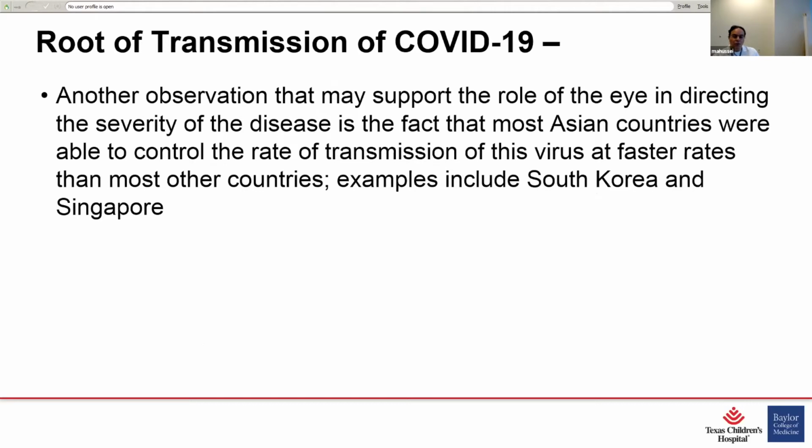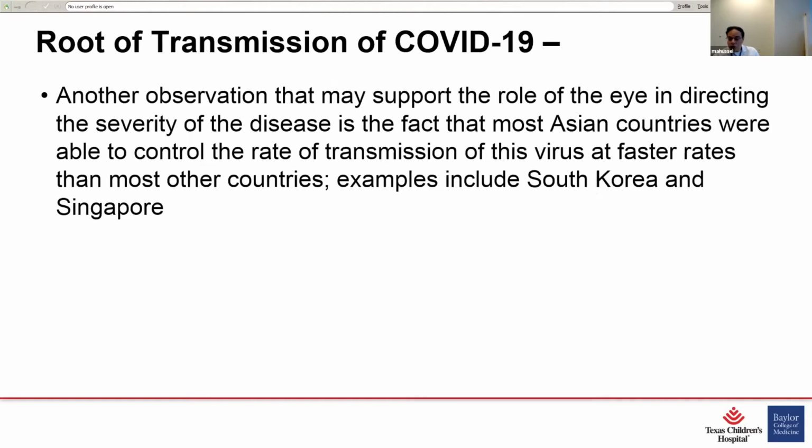Another interesting point is that countries where wearing glasses is an epidemic, like the Asian border countries, seem to control the infection at faster rates and tend to have less mortality from the disease, taking Singapore, South Korea, Taiwan, parts of China. Myopia, which is nearsightedness, is actually an epidemic there. In Singapore, 90% of people are myopic. In South Korea, it's about 75%.